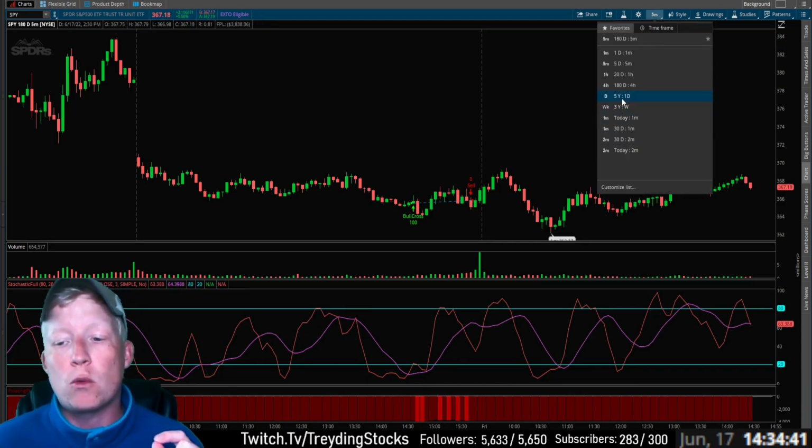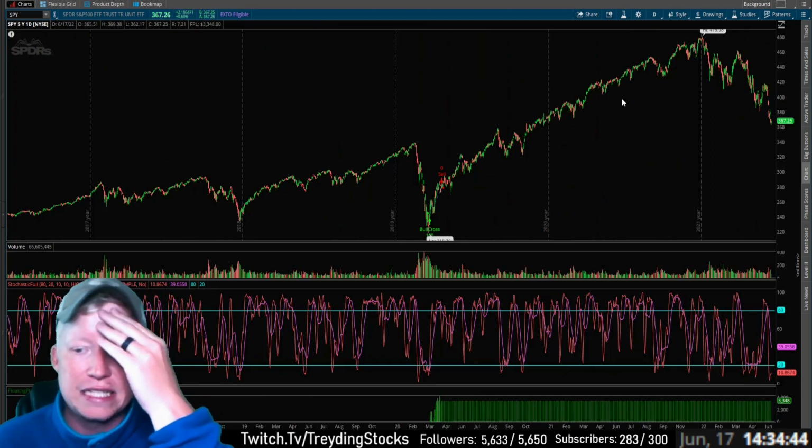I want to look at the swing. I wonder if this does a better job of protecting against downtrends on the swing.